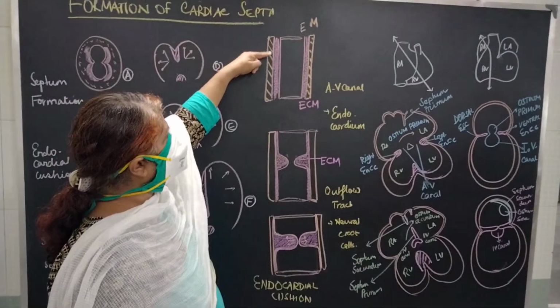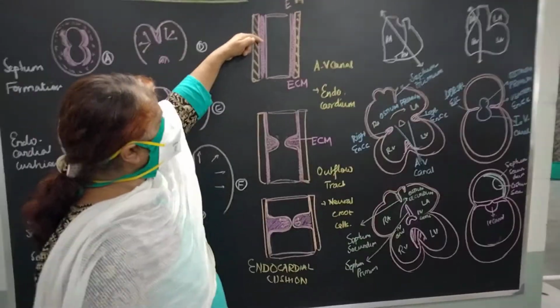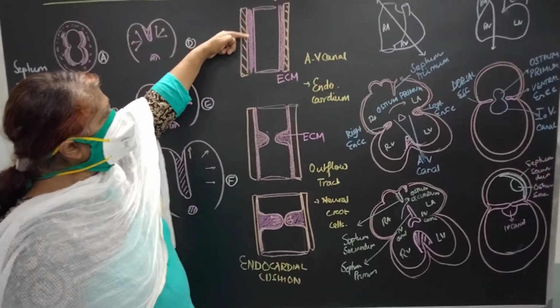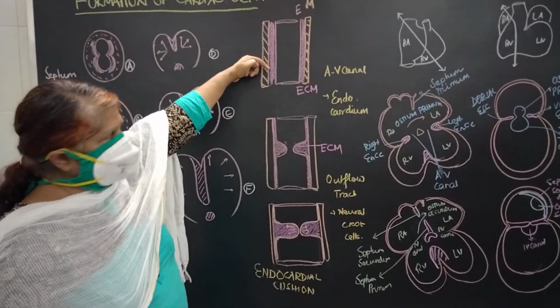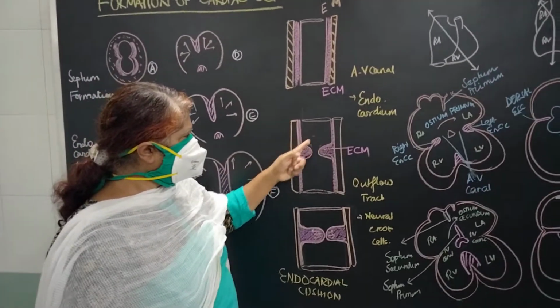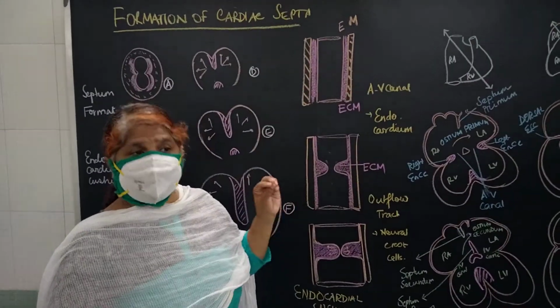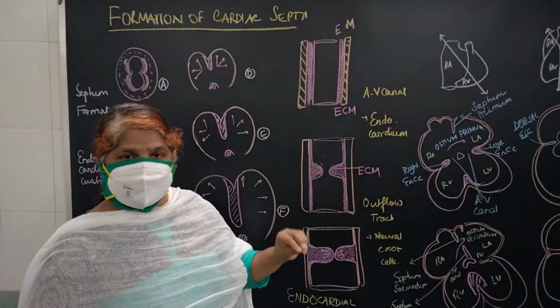This is the myocardium of the heart. This is the endocardium with the lumen, and this is the extracellular matrix. Okay. This extracellular matrix invaginates towards the endocardium to close the lumen. This is how the endocardial cushions are formed in the atrioventricular canal.